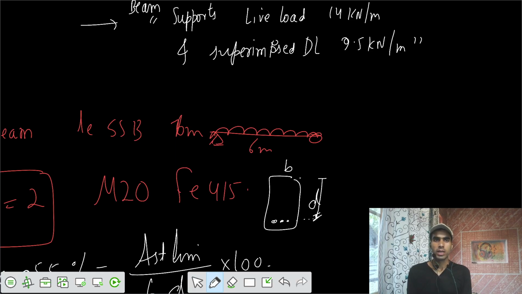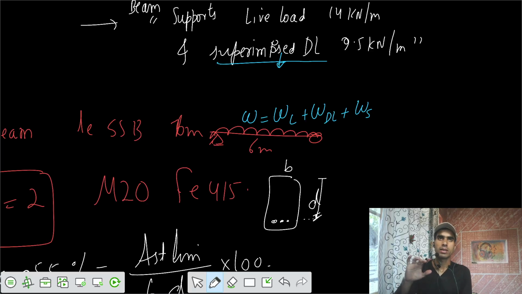That means we have some value of W on the beam such that it equals W live plus W dead load plus W self weight. It is superimposed dead load. We are applying some external dead load, and there will be some extra internal dead load also that we call self weight. So overall W is there, represented by W_A, the sum of all those three.